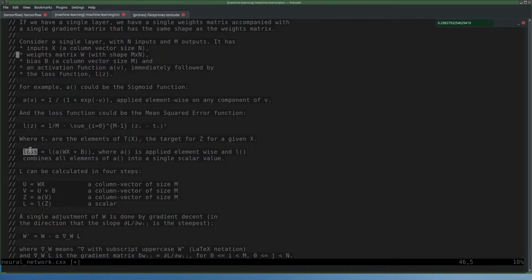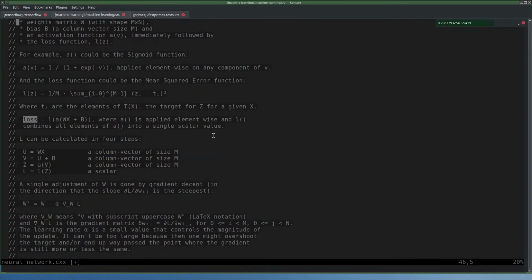Then I'm going to write that the loss, that's called loss, here it's called error total. Yeah, other places they call it loss function. Is the loss function applied to the activation function applied to the weight matrix times the input plus the bias. Or we can do that in 4 steps. First we calculate W times X, and I call that U. Then we add B, and I call that V. Then we apply A, and I call that Z. And then we apply L, and I call that L. Then that's loss and L are the same thing.